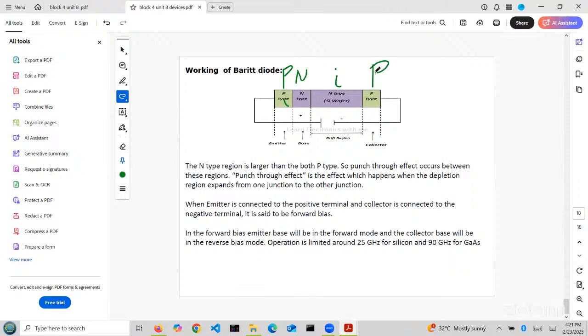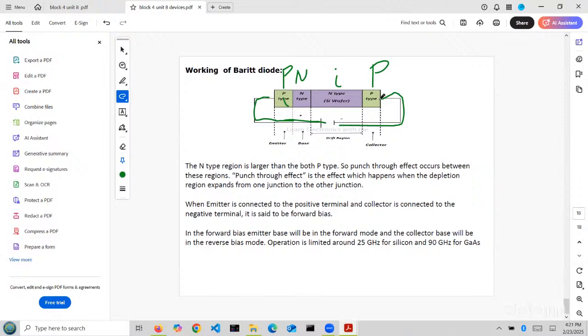To this, I apply a DC power supply. The positive voltage is connected to which one? To P. The negative voltage is connected to the other P. Here, which is forward biased and which is reverse biased?